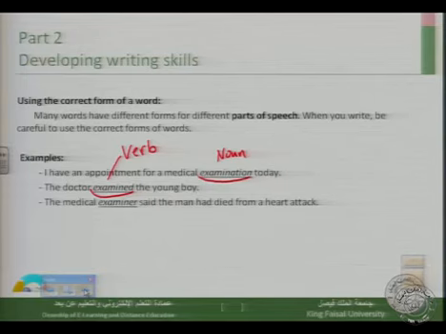The third example, the medical examiner said, the man has died from a heart attack. The underlined word is examiner. Examiner is a noun here, and it is used for persons. An examiner is a person who examines. And here we have the medical examiner. In this place we can use a noun, and this noun is given to a person, so that it becomes the subject of this sentence. So you have to pay attention to parts of speech whenever you write your sentences. You use nouns in the place of nouns, verbs in the place of verbs, and you can also use adjectives and adverbs in their right place.